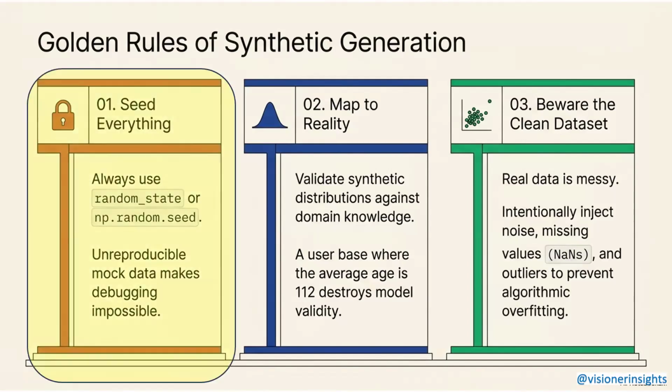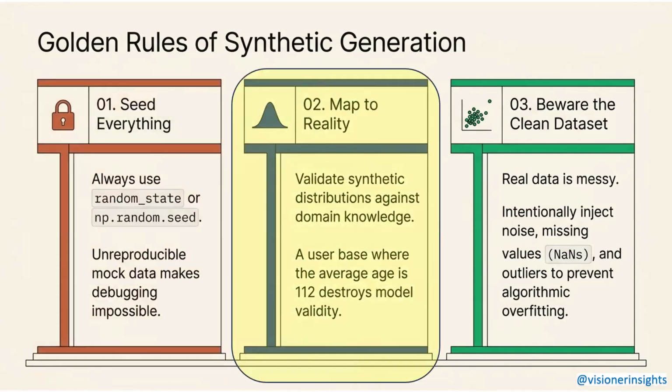Rule number 1, and this one is absolutely non-negotiable. Seed everything. By setting a random state or a seed, you're guaranteeing that every single time you run your script, you get the exact same random data. And why does that matter? Well, if you can't reproduce your data, you can't reliably debug your code or validate your model's performance. Simple as that.